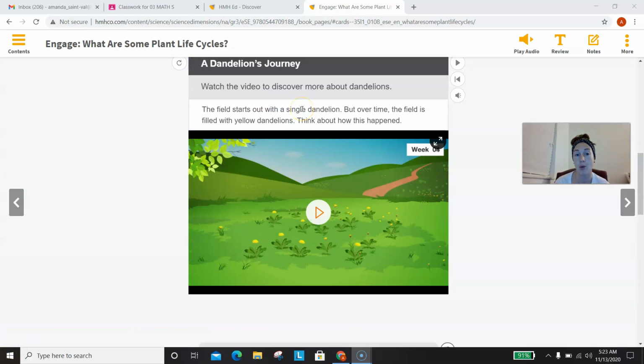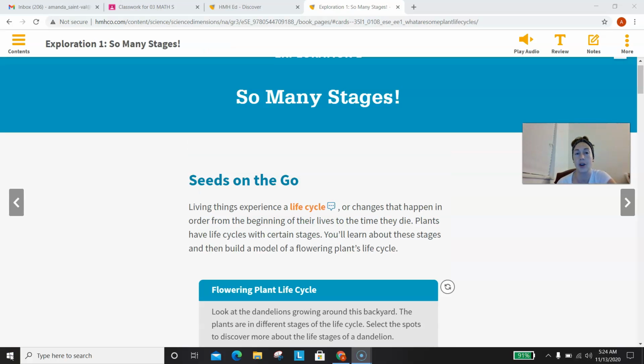You should have watched the Dandelion's Journey video. That was the last one that we watched. And these are Seeds on the Go. So that's like the book that I was reading from my devotional, Science and God. And it's just talking about the living things experiencing a life cycle, or changes that happen from the beginning of their lives until they die.